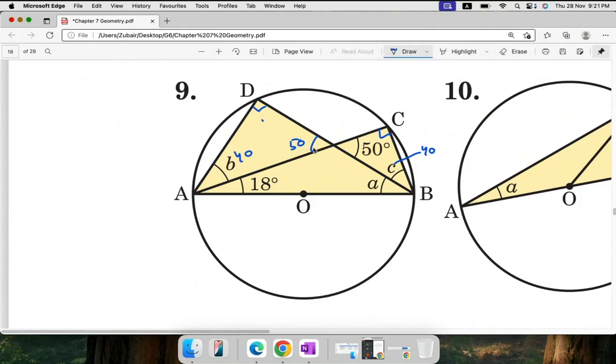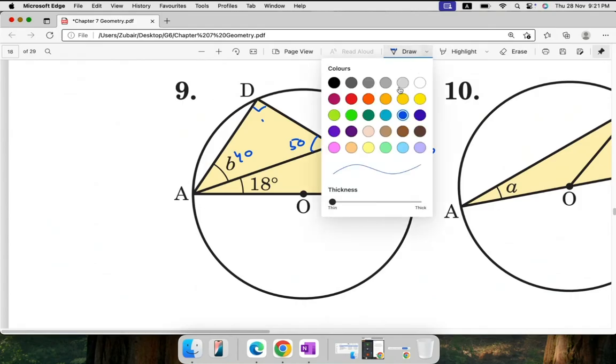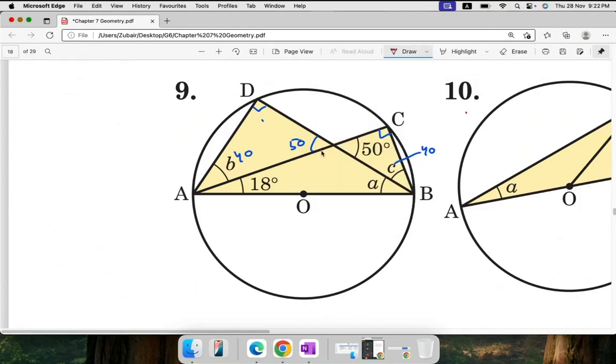And now for A, if I just subtract that 50 from 180, I'm left with 130. 18 plus 130 plus A is equal to 180.